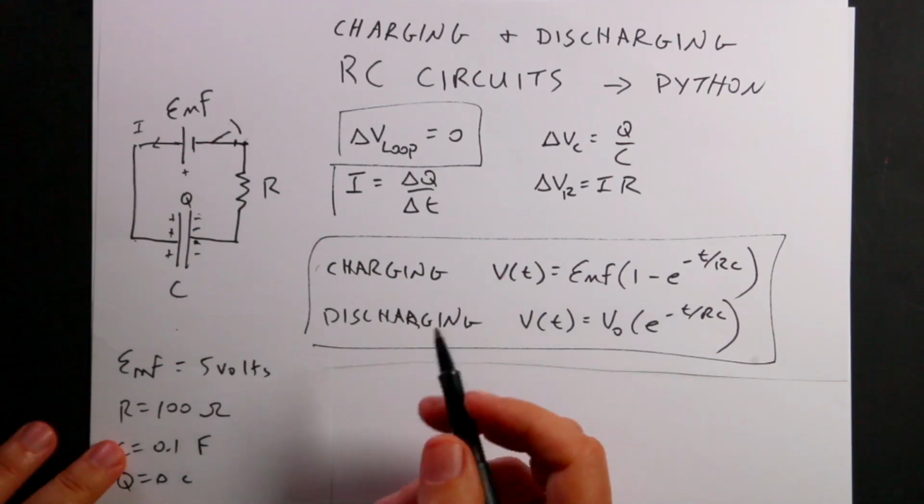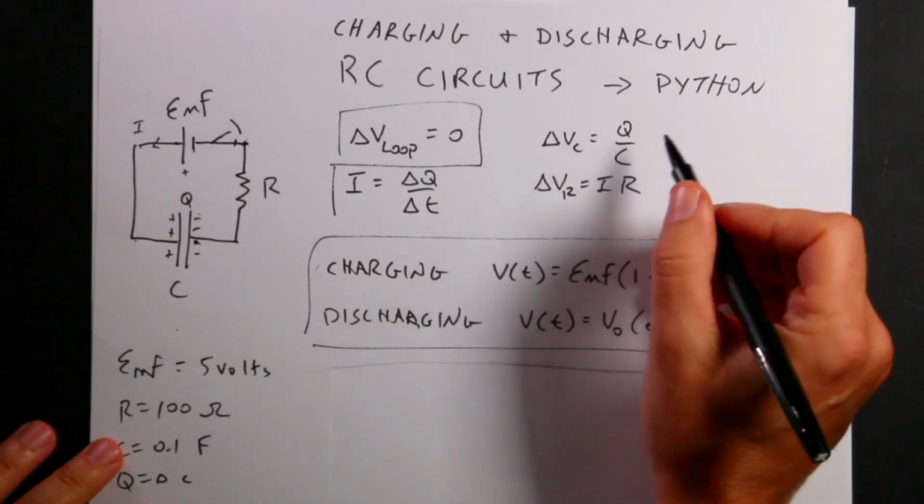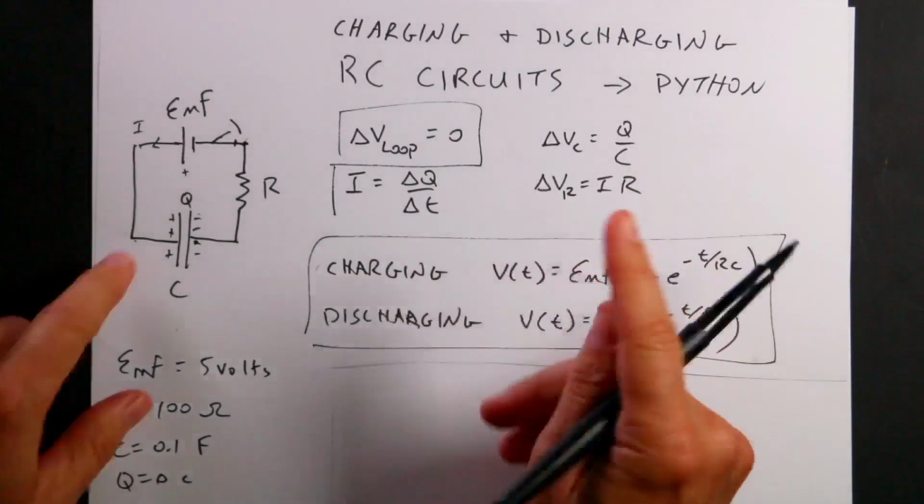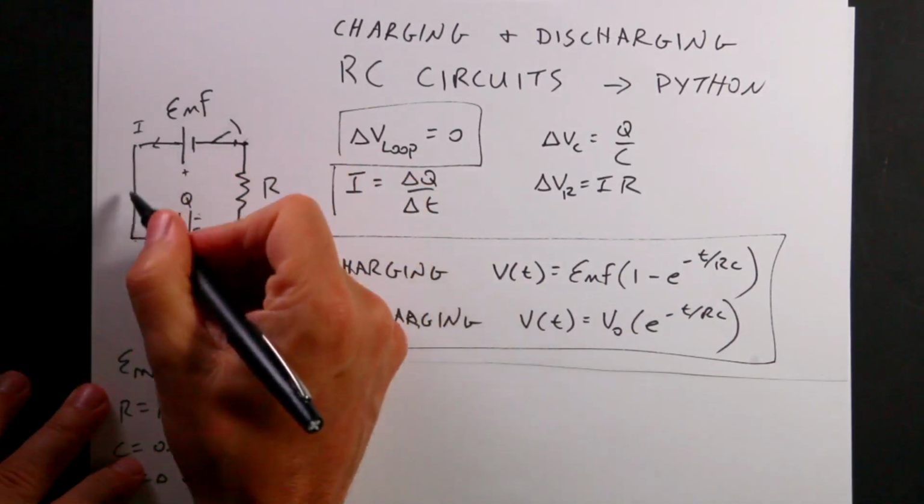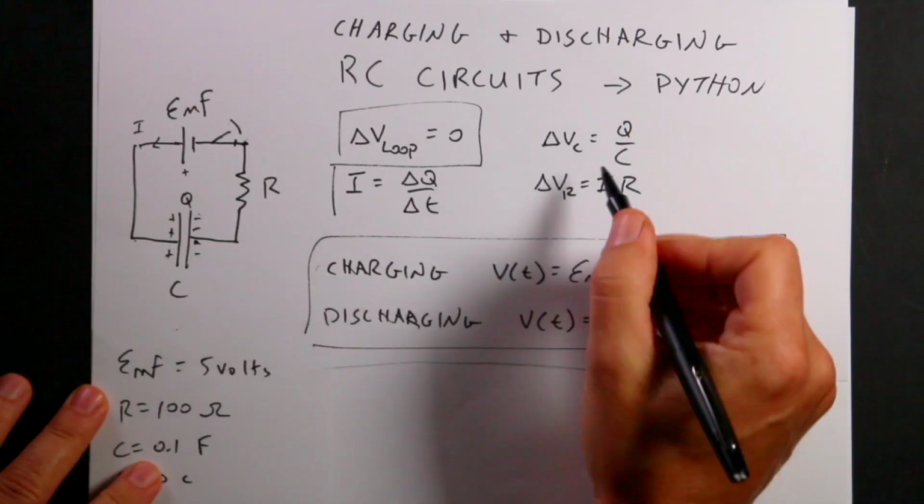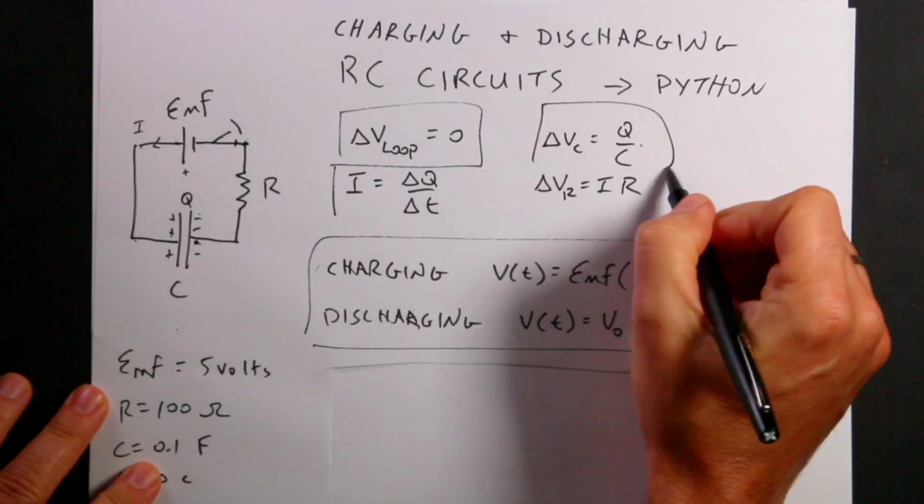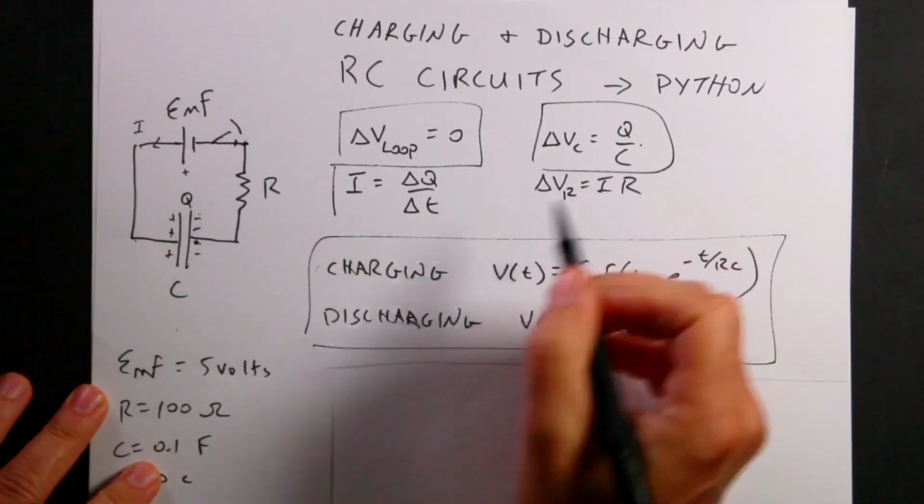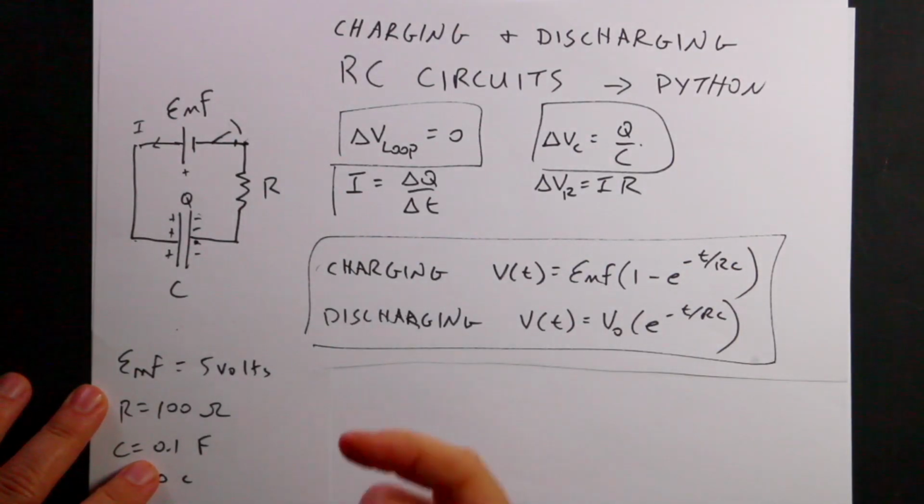Okay, so let's go ahead and write down the loop rule for this loop. I have EMF. I have the voltage across the capacitor, which is Q over C. I have the voltage across the resistor, which is IR. So with that, let's write down the loop rule.